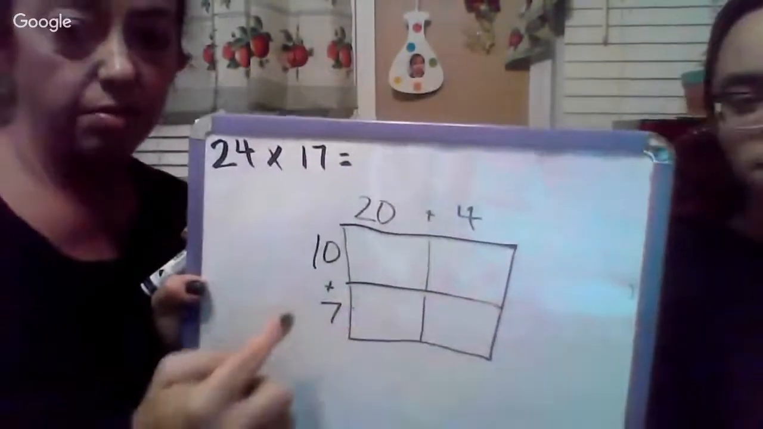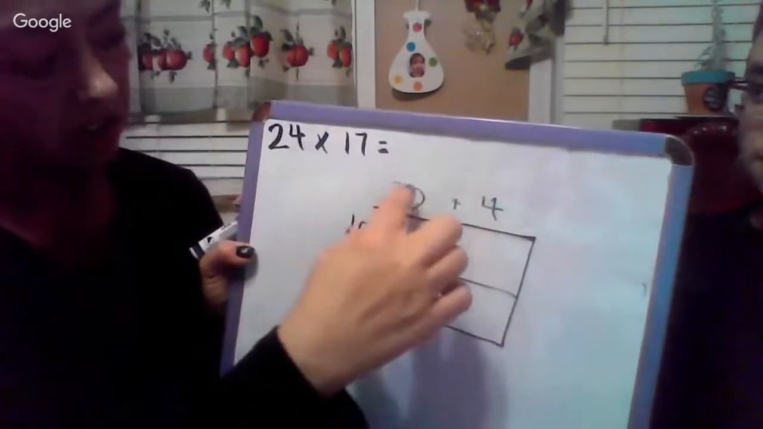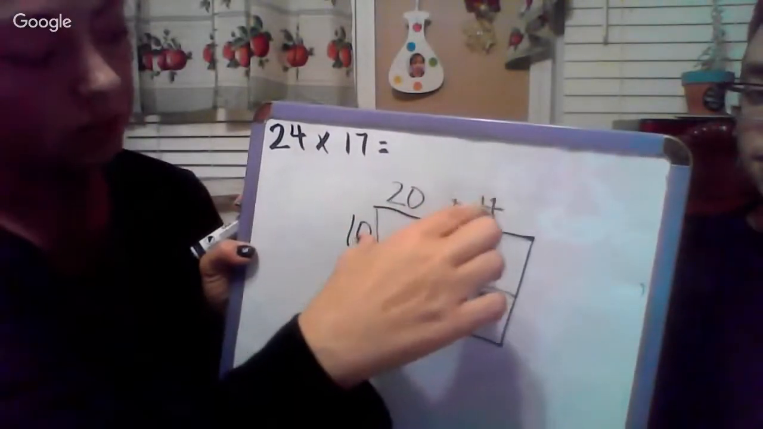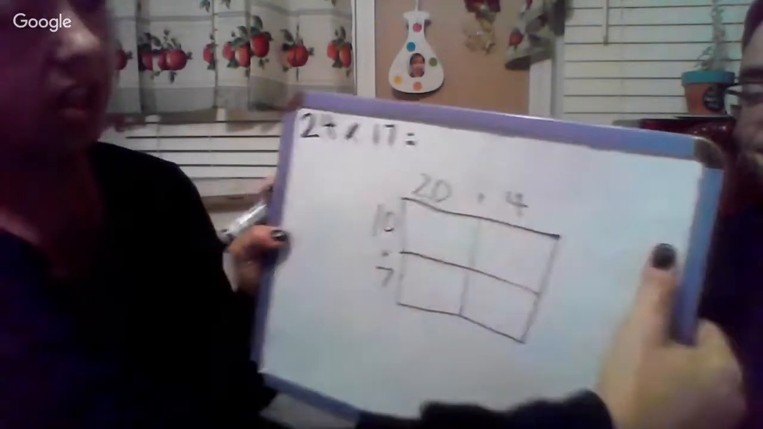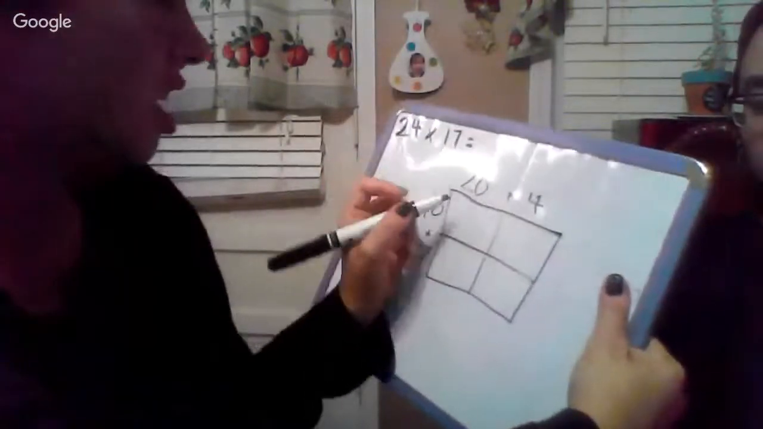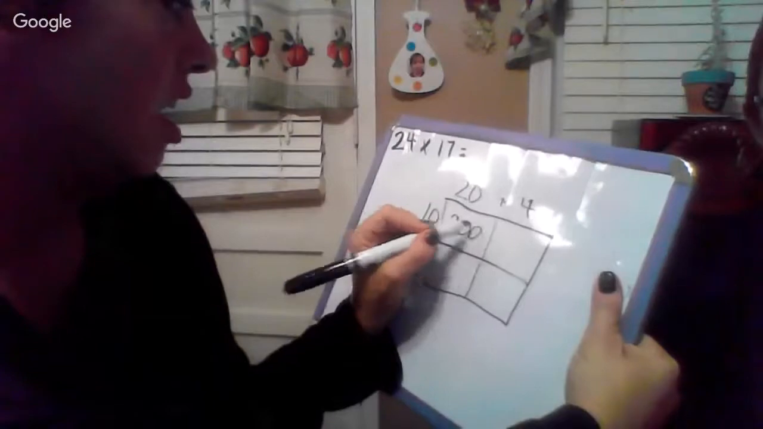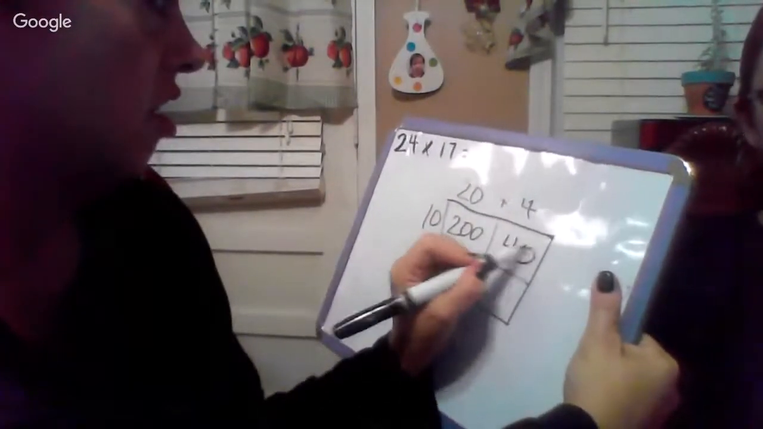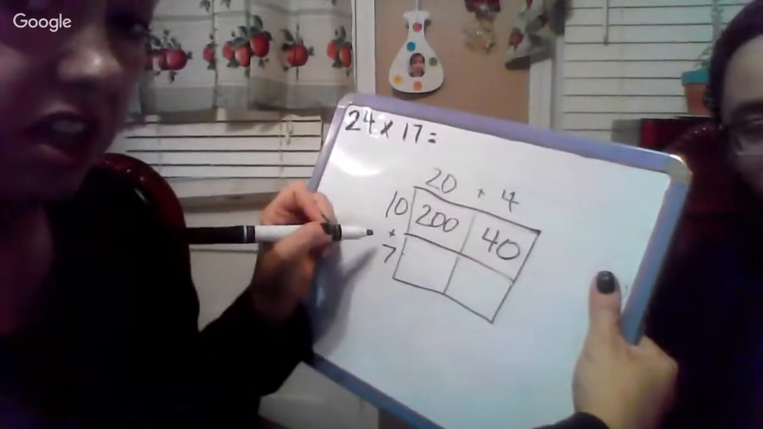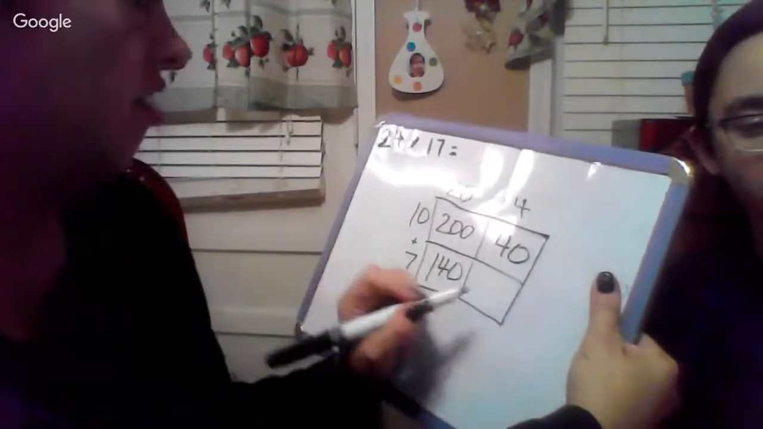And then 17 is the same as 10 plus 7. And so now I have the number split, and I'm going to multiply each section. So I'll multiply 20 times 10, 4 times 10, then 20 times 7, and 4 times 7. So let's do that. 20 times 10 is what, Dante? 200. And 4 times 10 is 40. 20 times 7 is 140. And 4 times 7 is 28.